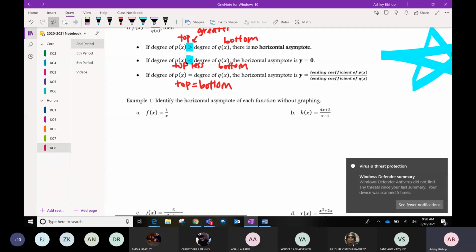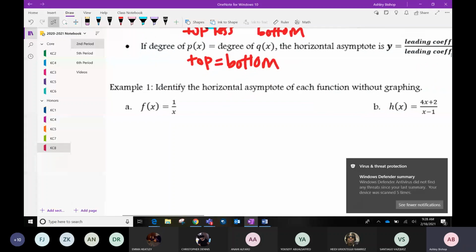Alrighty, so you're going to look at the degrees of both the top and both the bottom.